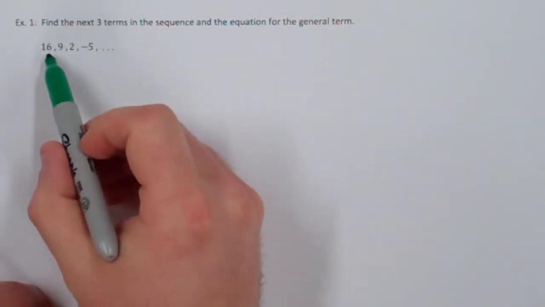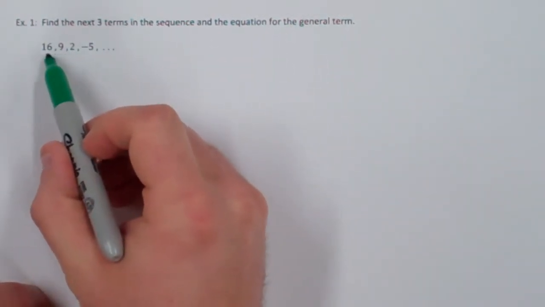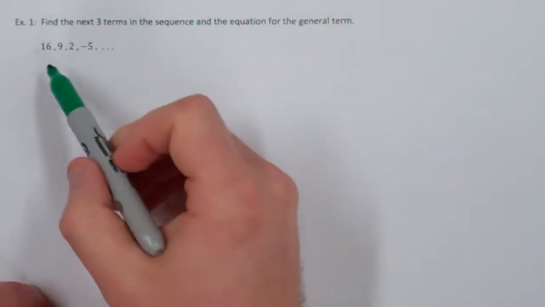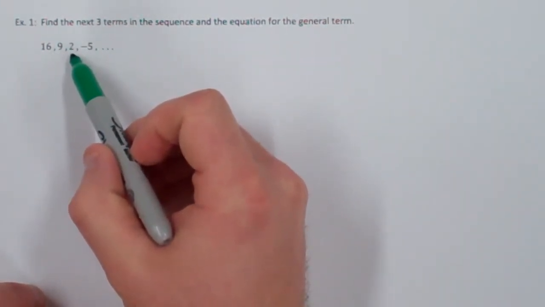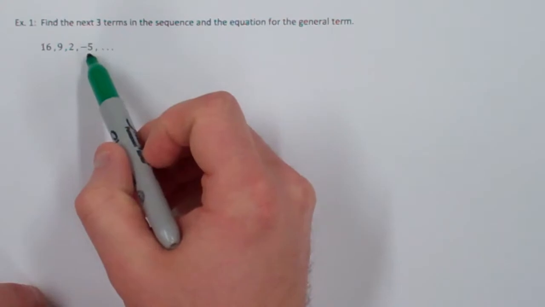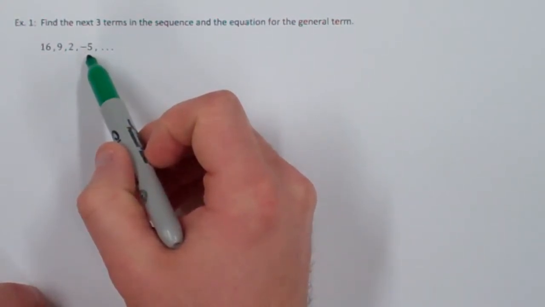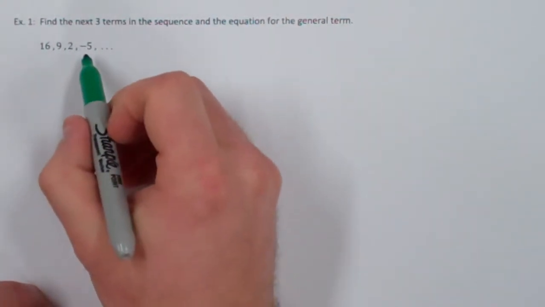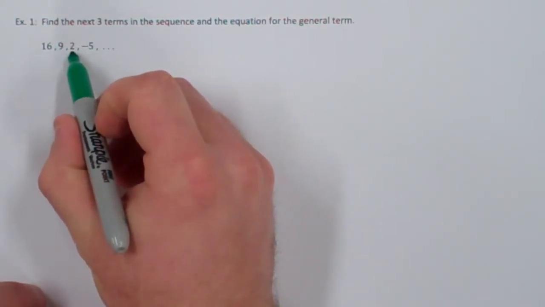One, you can just reason and say, how would I get from 16 to 9? That would be subtract 7. How would I get from 9 to 2? Well, still subtract 7. And then from 2 to negative 5, still subtract 7. Another way we could do this is take one term and subtract the previous term.